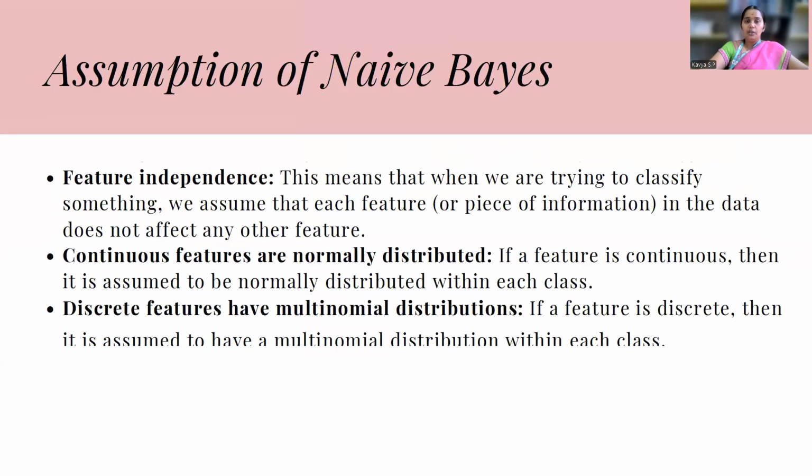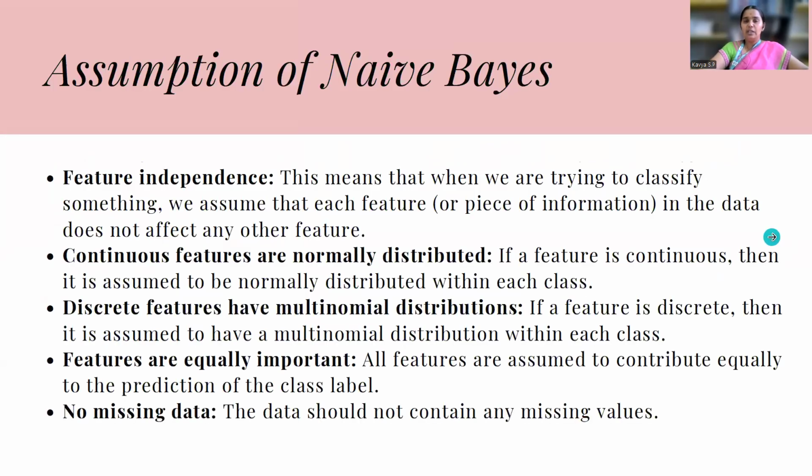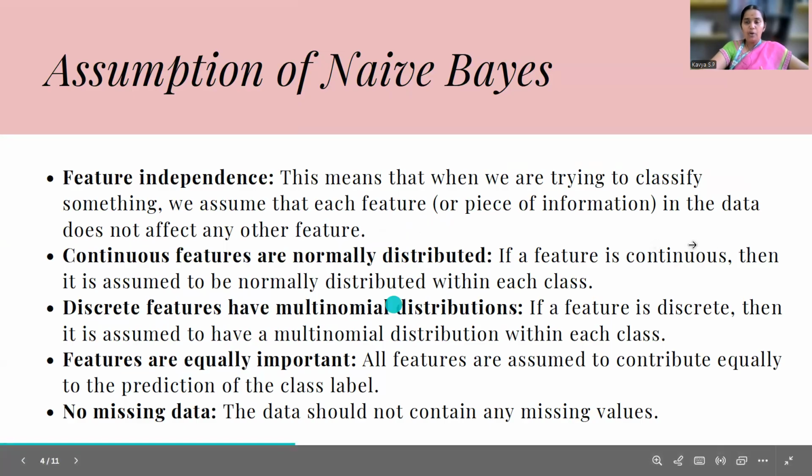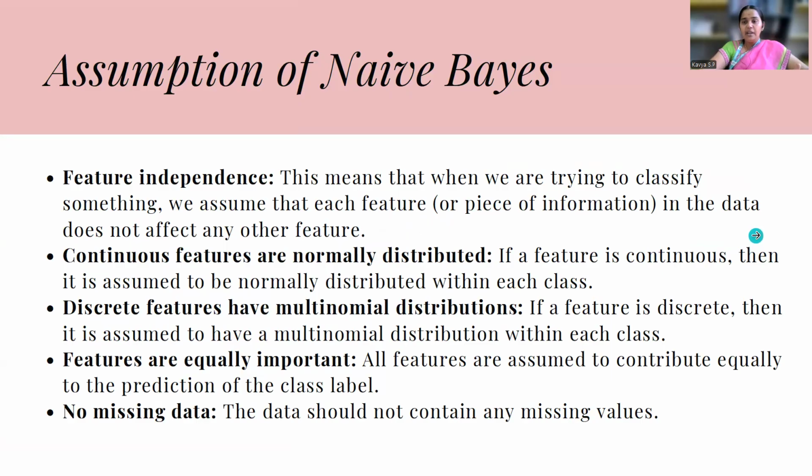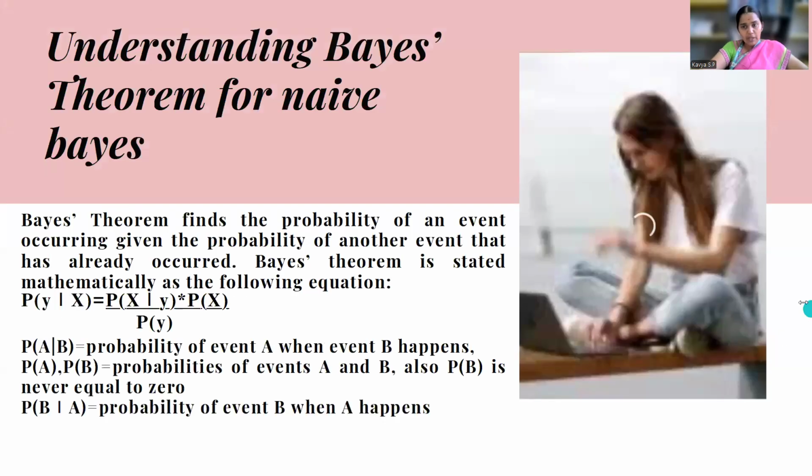Now, the assumptions that naive Bayes makes: feature independence, that is, the existence of one feature will not affect the entry or existence of another feature. If the values are normally distributed, the features will be continuous. If the values are multinomially distributed, the features will be discrete. None of the features should be exempted, and each feature is equally important. While presenting the prior data, no attribute value should be left empty. That is, there shouldn't be any missing data.